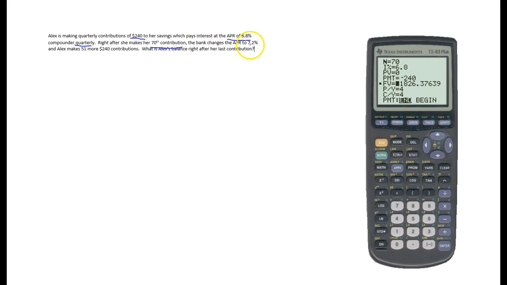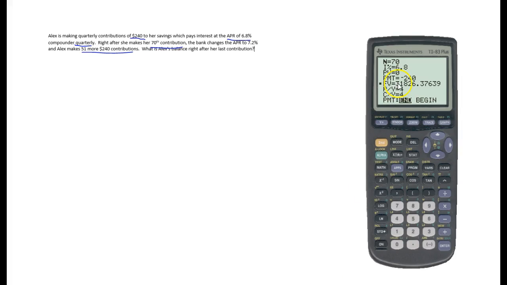Then the bank goes to 7.2%, and Alex makes 51 more contributions of $240. So go back to my calculator. We're still going to have that 31,000, so that's going to continue to compound for us. So I will put that in as a negative. We're still doing the negative $240.